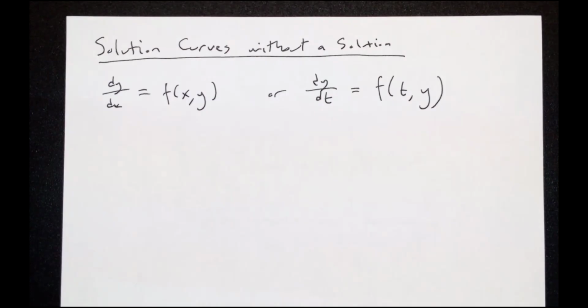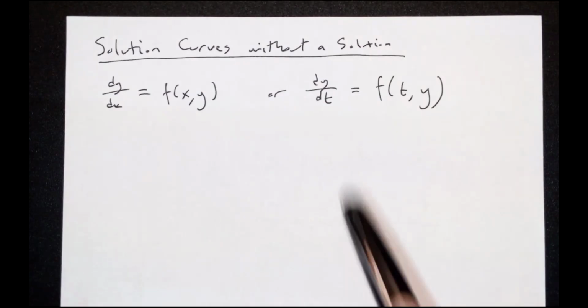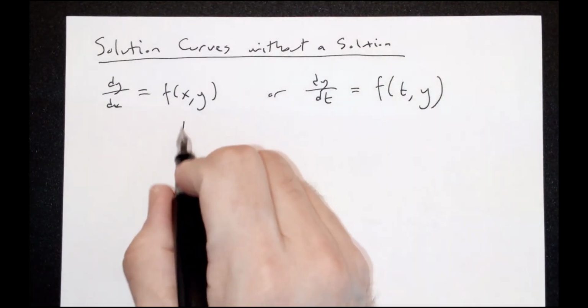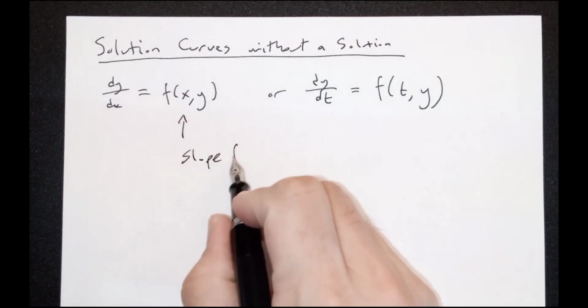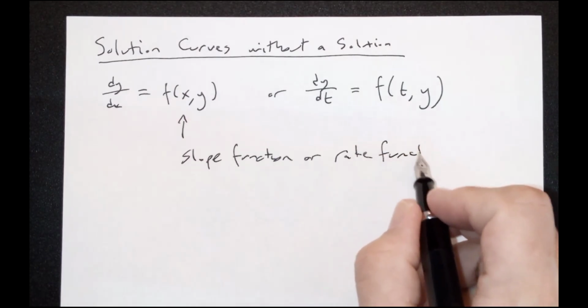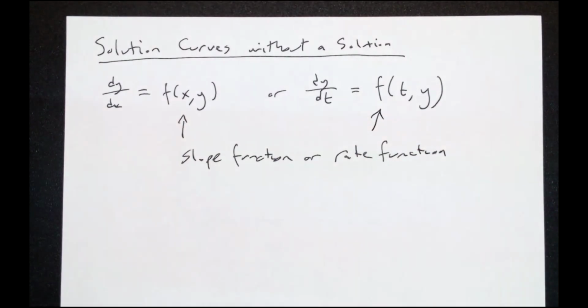The basic idea is that that function f of x, y tells me about my slope. Because that's what this represents. That's change in y. That's slope. So we'll call this a slope function or a rate function. So if I pick a particular point, I could actually use that function to tell me the slope at that point.